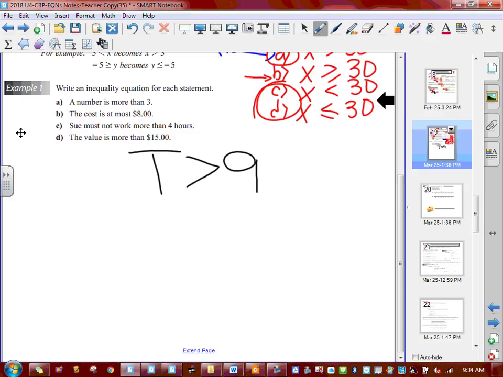Now, what if I said Tim is 9 or older? Then I put a line under. Good. It needs a line. Okay? All right, let's try and figure these guys out right here.